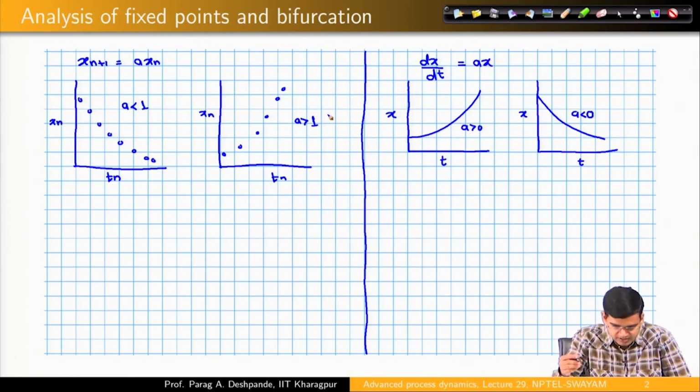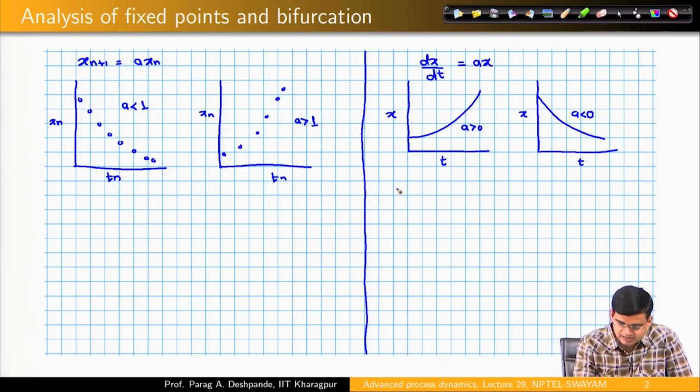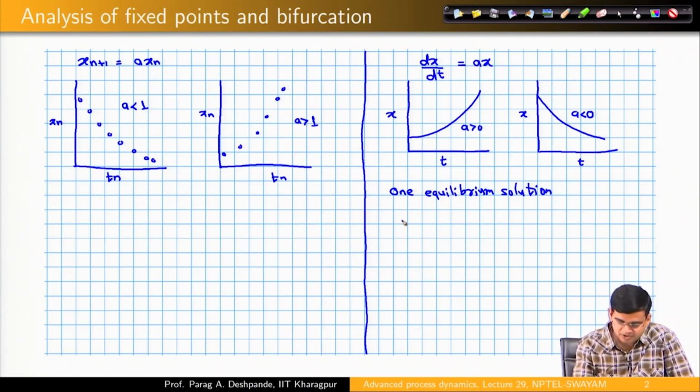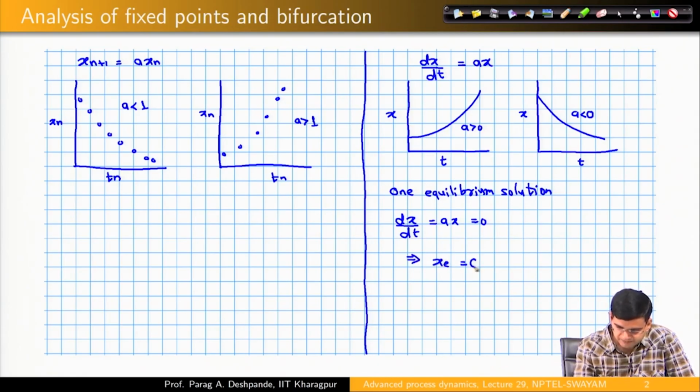So, now in the continuous domain, we saw that there is one equilibrium solution. There is one equilibrium solution. How did we determine the equilibrium solution? We determined it by setting dx by dt is equal to a x is equal to 0, thereby getting x equilibrium as 0.